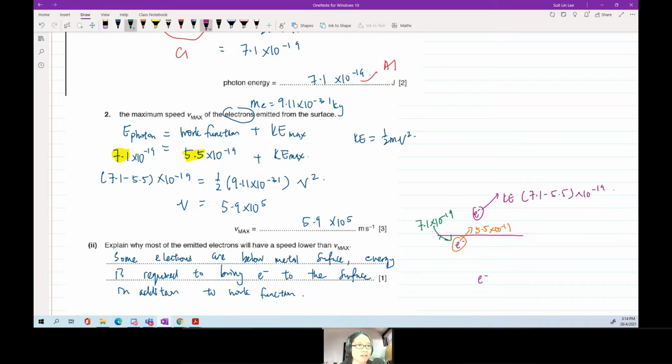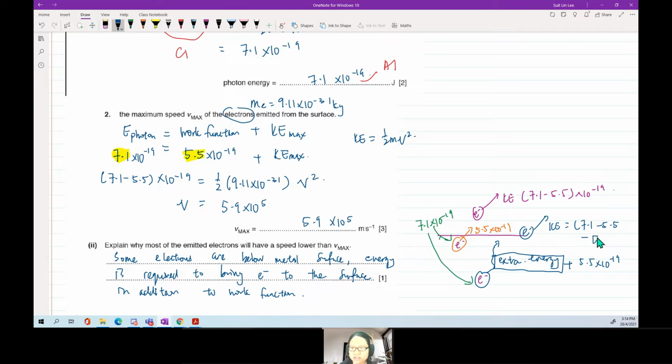Very nice. But let's say another photon is sent to this electron. This electron needs some energy to get to the surface. I don't know, this is the extra energy. So when I say in addition, I mean this one. I need the extra energy plus 5.5 times 10 to the power negative 19. Meaning when this electron escapes the metal surface, the kinetic energy is equal to 7.1 minus 5.5 minus whatever this extra energy is. So your energy is less already.